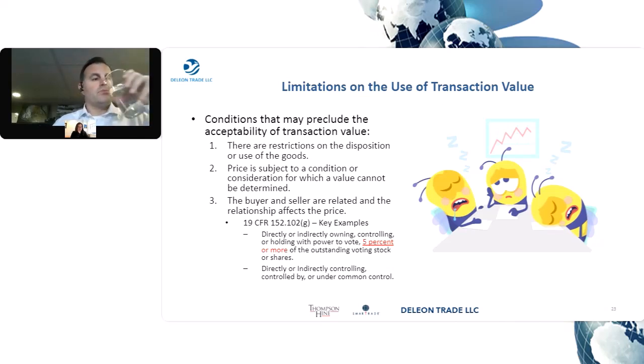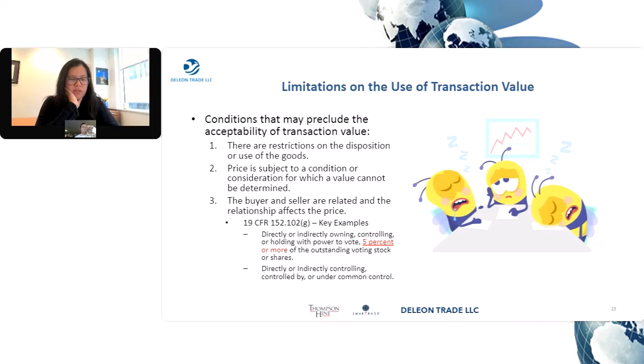So, John, you just mentioned transfer pricing studies. Can you tell us a little bit more about how CBP generally views them and how that correlates with the importer's burden to substantiate that the related party valuation is acceptable?